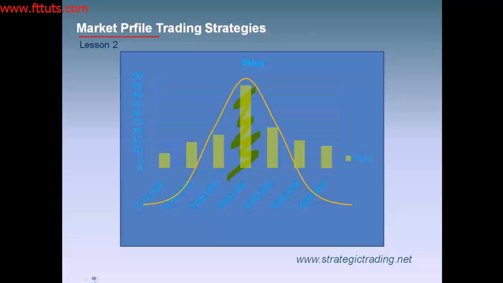Obviously, if I can find opportunities that are below value, and these are those buying tails that we were looking at earlier, those would be good buying opportunities. And similarly, if there are selling tails, those are at the extremes up here, and they're good opportunities to sell.